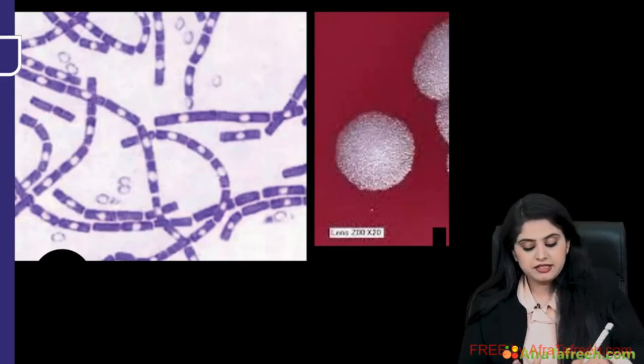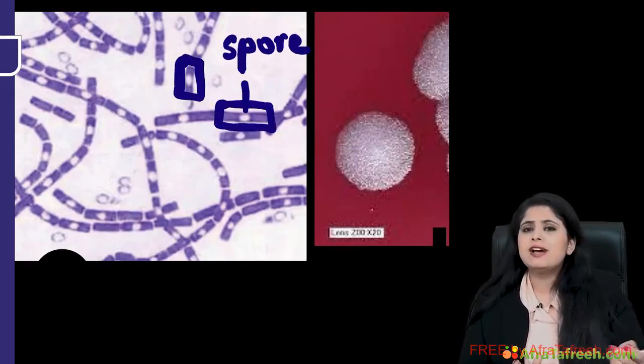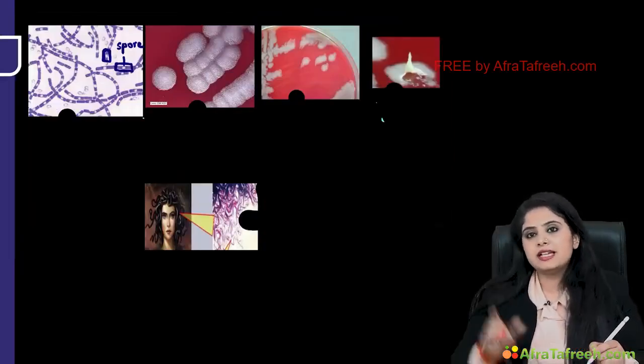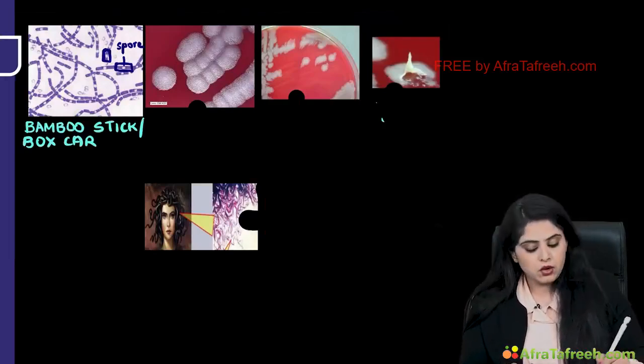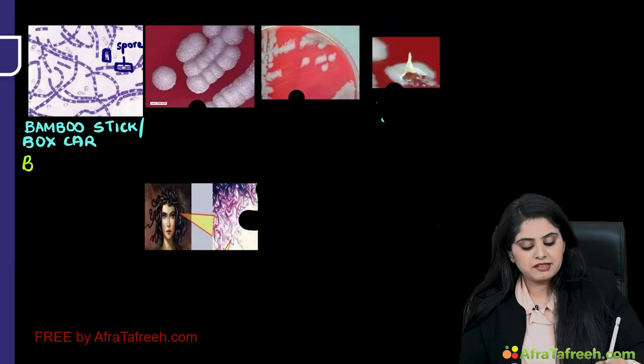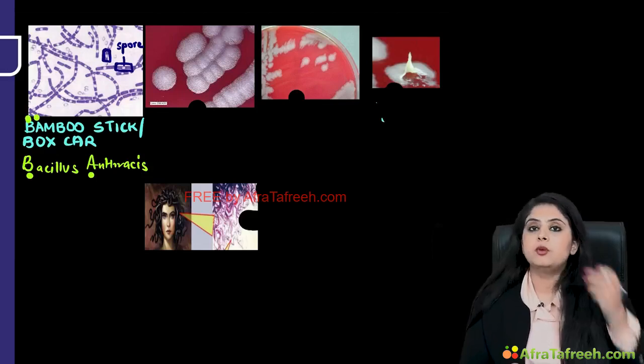I can very well see that yes, there are some boxes. And why is there a white area in the center? Because this area is the spore. So why is that white? Because I have studied that spore does not pick up the gram stain. That is why it is white over here. So what is this appearance known as? Bamboo stick or boxcar appearance. Remember, Bacillus anthracis is going to be showing you the B and the A, that is the bamboo stick appearance or the boxcar appearance.